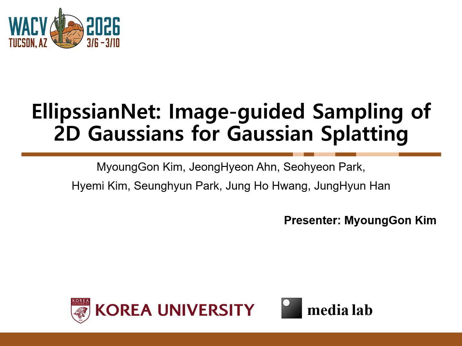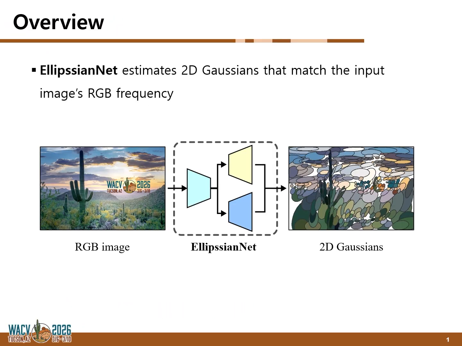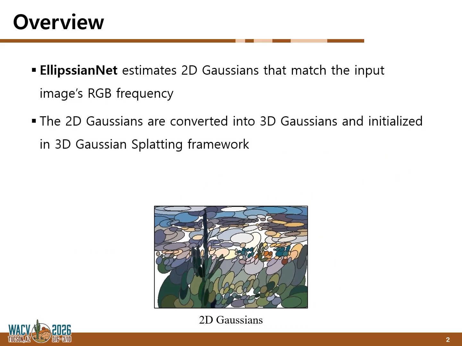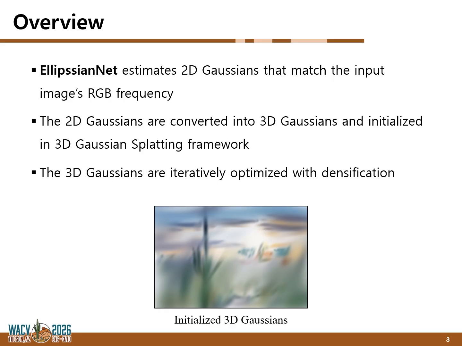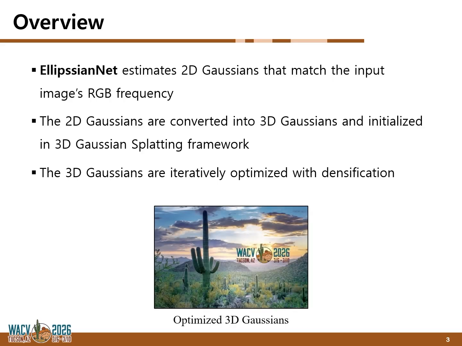I'm going to present our work, EllipssianNet. EllipssianNet estimates 2D Gaussians that match the RGB frequency of the input image. The 2D Gaussians are converted into 3D Gaussians and initialized in the 3D Gaussian Splatting framework. The 3D Gaussians are further optimized.